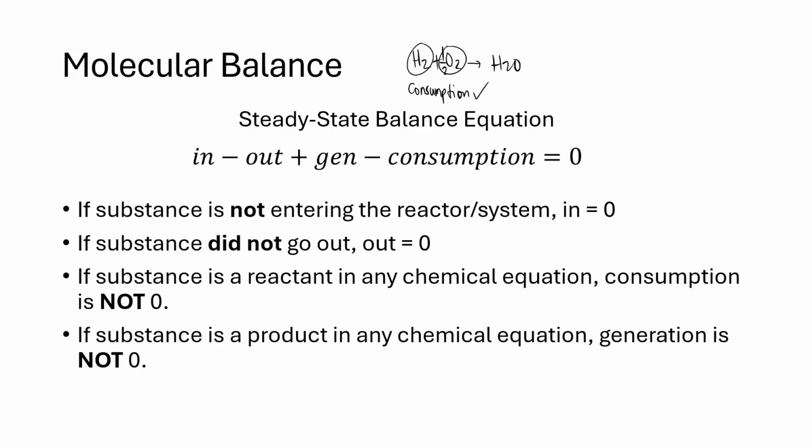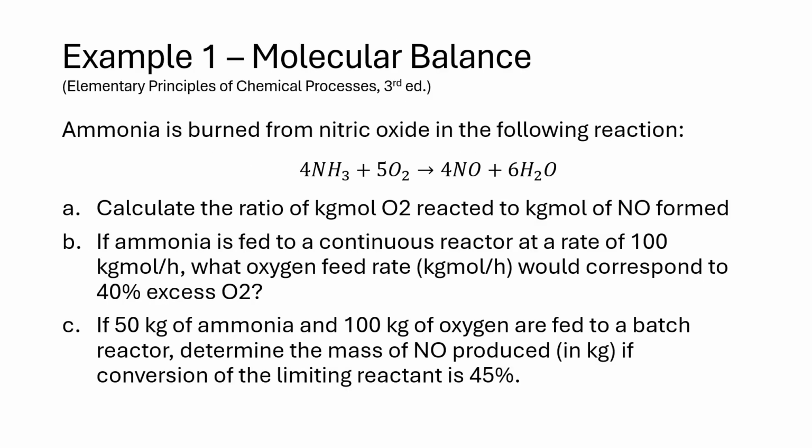Next, if a substance is a product in any chemical equation, generation is not 0. For example, here, H2O. Si H2O ay product ni H2 and O2. So this has generation term. So generally speaking, kapag nasa reactant side, there is consumption. Kapag nasa product, there is a generation term. Medyo tricky na siya kapag multiple reactions, because there will be simultaneous consumption and generation terms. Ma-encounter naman natin sila mamaya. So let's go directly with example 1.